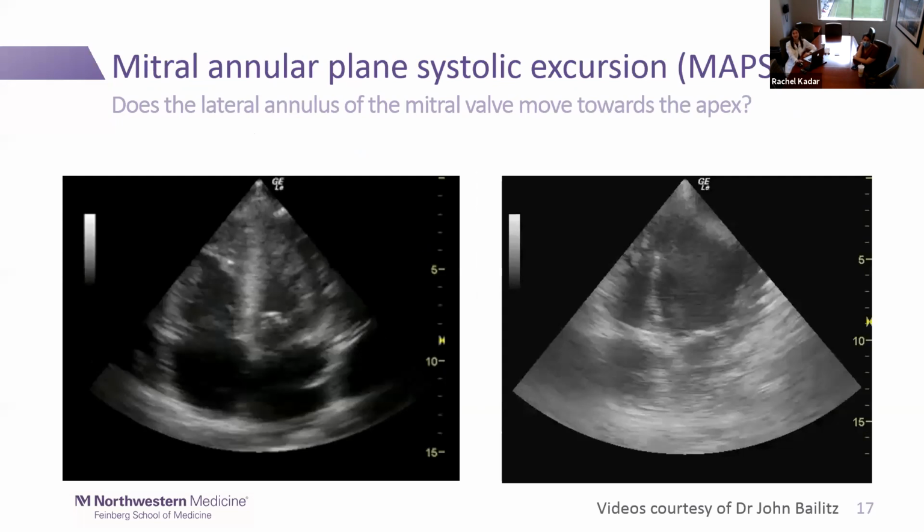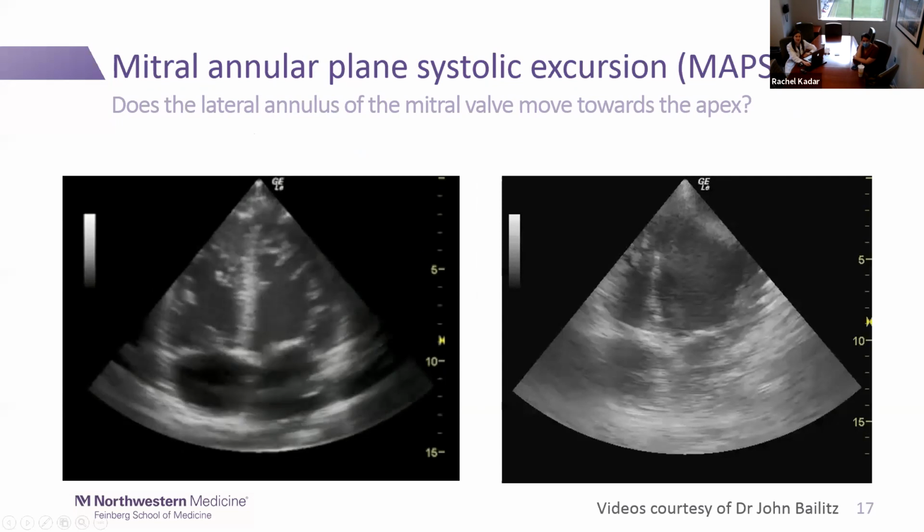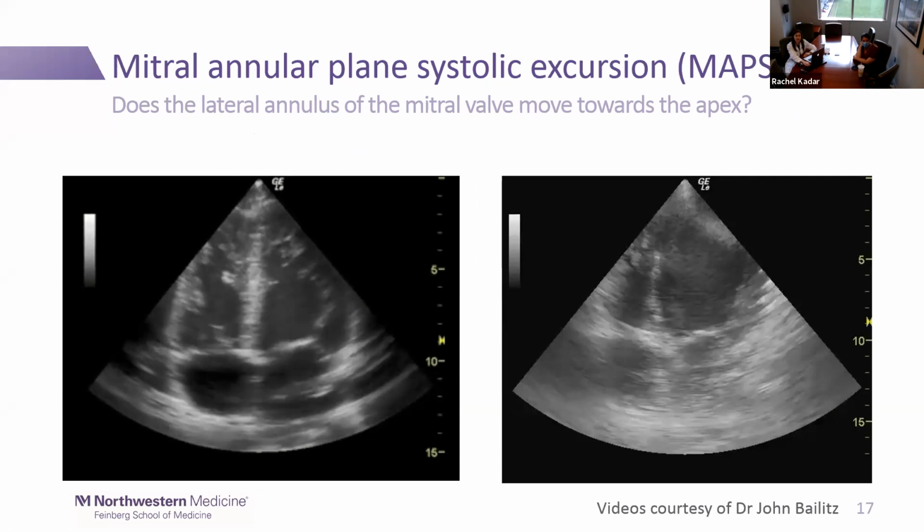Next, we'll talk about mitral annular plane systolic excursion or MAPSE. And that question is going to be, does this lateral annulus of the mitral valve move up towards the apex? So let's take a look at both of these videos and again, estimate what you think the ejection fraction is.